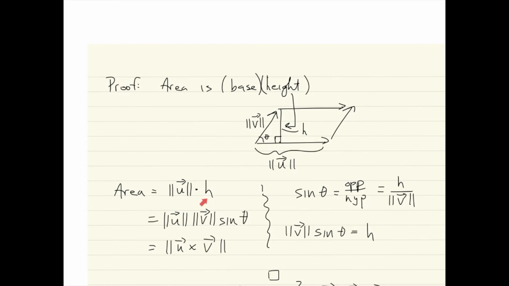Then I come back over here and replace h by norm of v times sine theta. And then on the previous slide, we saw that this formula by Lagrange's identity is the same as the norm of u cross v. And so that's why the area of the parallelogram spanned by u and v is equal to the norm of the cross product. So that's a geometric explanation of the magnitude of the cross product. The direction of the cross product is perpendicular to the vectors u and v.